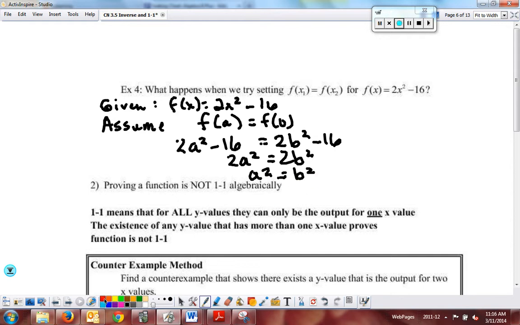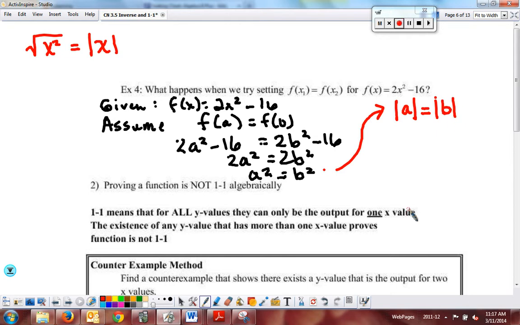And then here's where I have a problem. Let's remind ourselves, what's the square root of x squared? Absolute value of x, right? So I go to square root both sides because I'm trying to get rid of this, and I'm not going to get to a equals b. I'm going to get to absolute value of a equals absolute value of b. And then I go, wait a minute, what does that mean about a and b? Either they are the same or they are opposites. And right there, I have a problem. I didn't get a equals b. I got a equals b or a equals negative b, because there are 2 x values that go to a y value. So I have a problem.